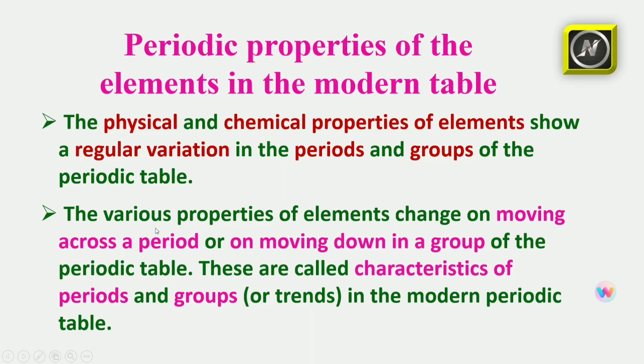Actually, the various properties of the elements, like atomic radius, ionization energy, electron affinity, electronegativity, change while we are moving across the period or moving down the group, and they show variations in this periodic table. These are generally called characteristics of periods and groups in the modern periodic table.